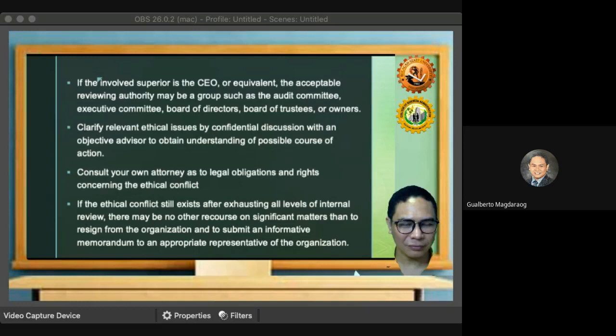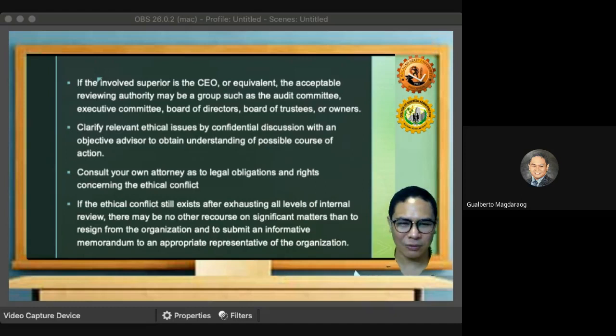the acceptable reviewing authority may be a group such as the audit committee, the executive committee, the board, okay, either board of director or board of trustee, or the owner of the company. So again, yung president naman kasi sometimes it's just an elected position among the board. So the highest is the board. Or if it is a single proprietorship, yung owner mismo ang kakausapin mo. So in-appoint lang niya yung president, pwede mong kausapin yung pinaka-owner. Or kung yan ay corporation, merong audit committee, you can talk to the audit committee and disclose to him or talk to them about the problems na nakita mo that involves the CEO.